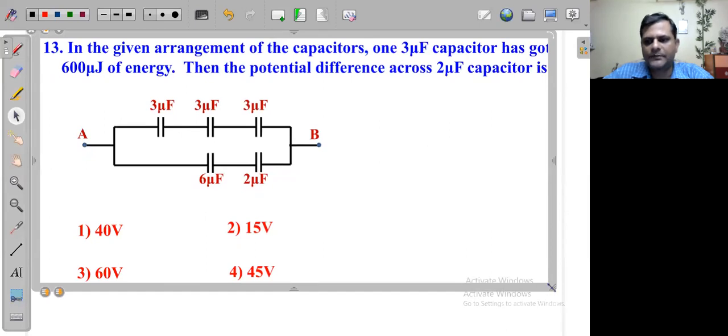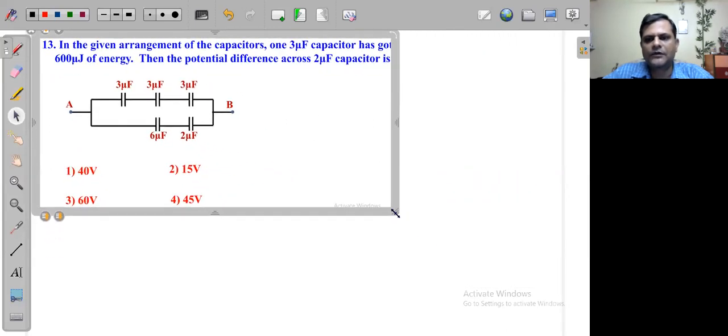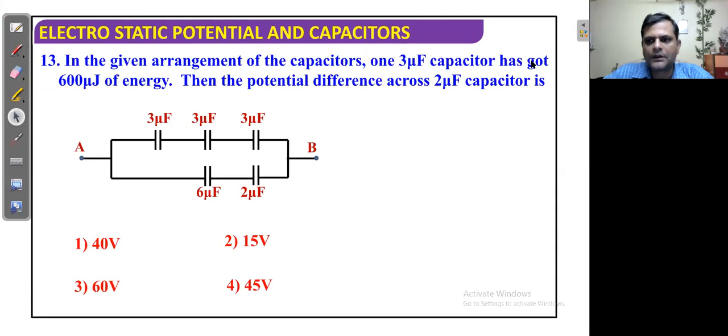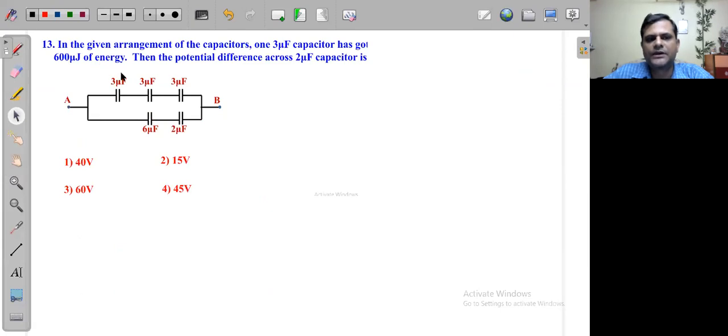Okay, in this given arrangement of capacitors, one 3 microfarad capacitor has got 600 microjoules of energy. Ok ये जो एक 3 माइक्रोफैराड का कैपेसिटर जो है उसके अंदर 600 माइक्रोजूल्स ऑफ एनर्जी stored है. Then the potential difference across the 2 microfarad capacitor is going to be? That means we want to find the potential difference across the 2 microfarad capacitor, and it is given that this 3 microfarad capacitor has the energy of 600 microjoules.